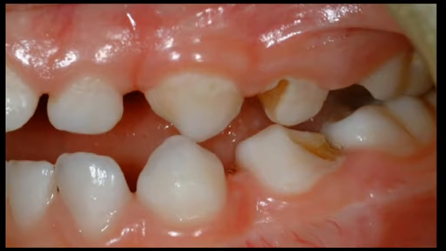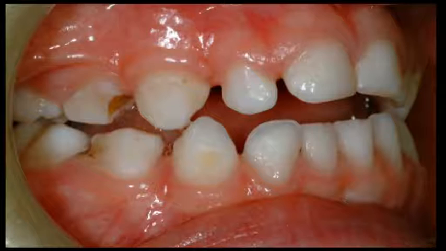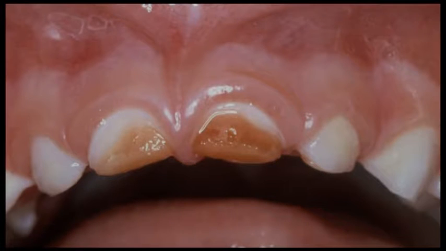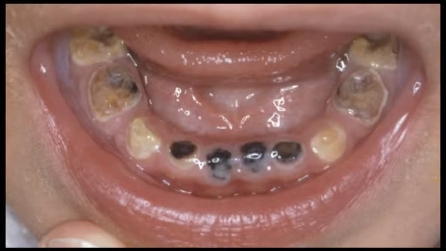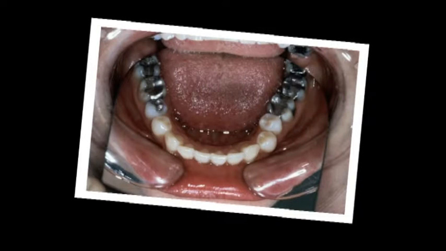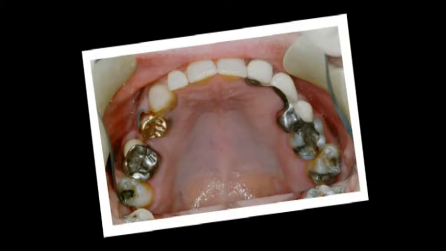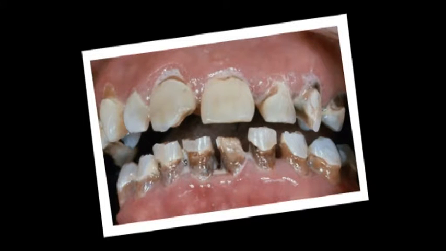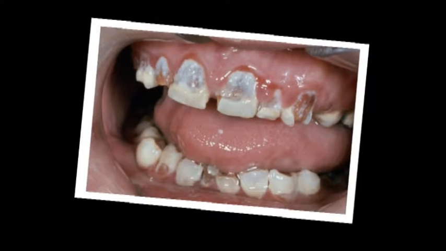Here's a view of the same mouth from the left side, and now from the right side. Decay can even occur at the edge of the tooth. Decay can be yellow or black. We can treat tooth decay once it has happened, but then your mouth will look a bit like this, or like this. But here's the good news. This is all completely preventable.